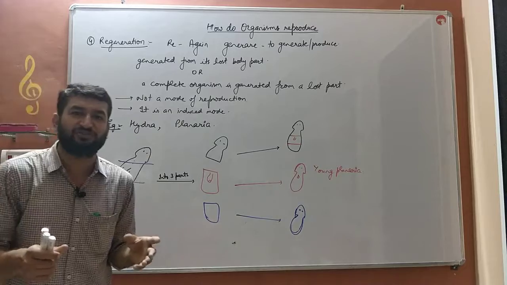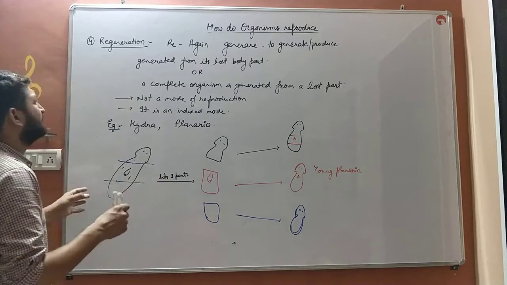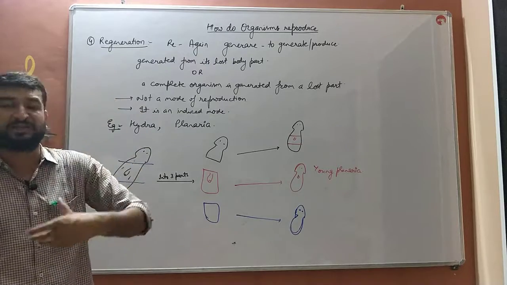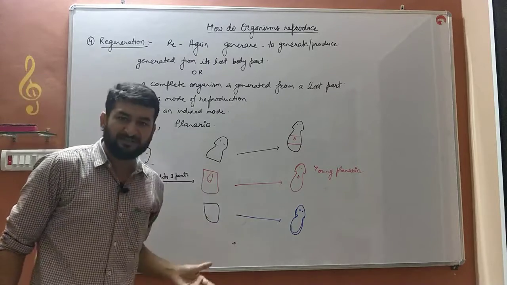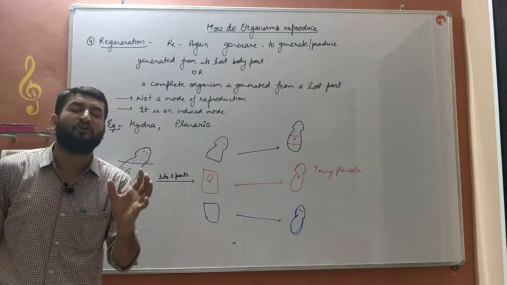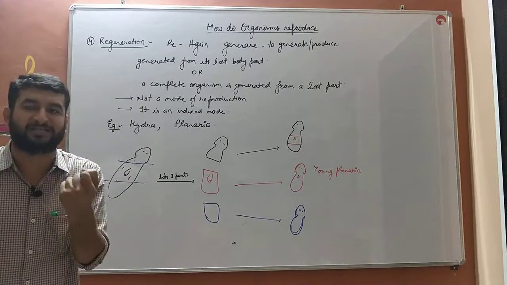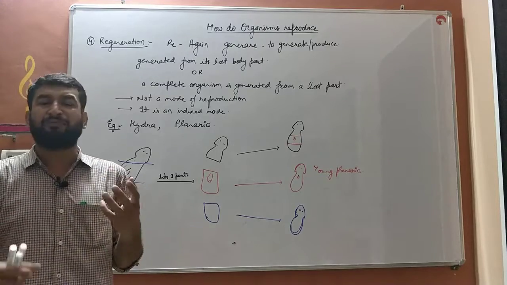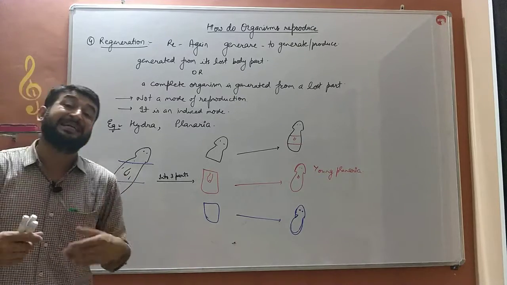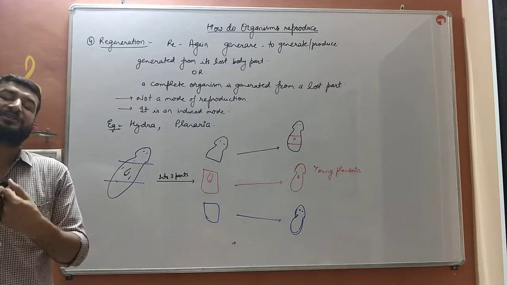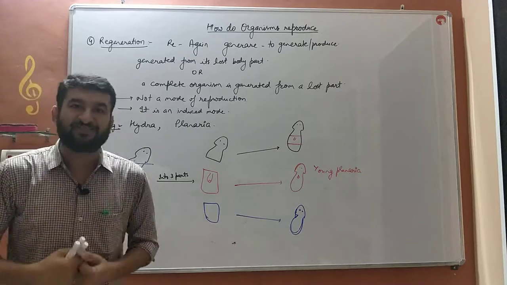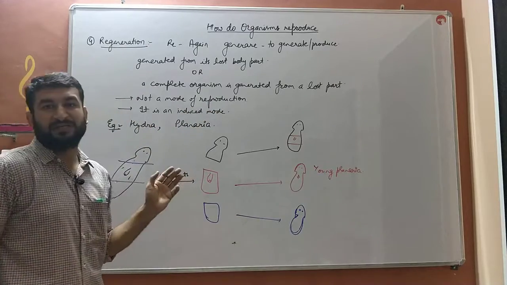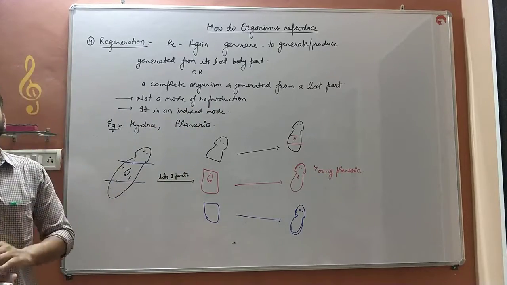So what happens in regeneration? The specialized cells, known as regenerating cells or de-differentiated cells, multiply quickly, and then they form a ball of cells. That mass of cells then differentiates and takes different shapes, sizes and structures to make the complete organism. That is known as regeneration.